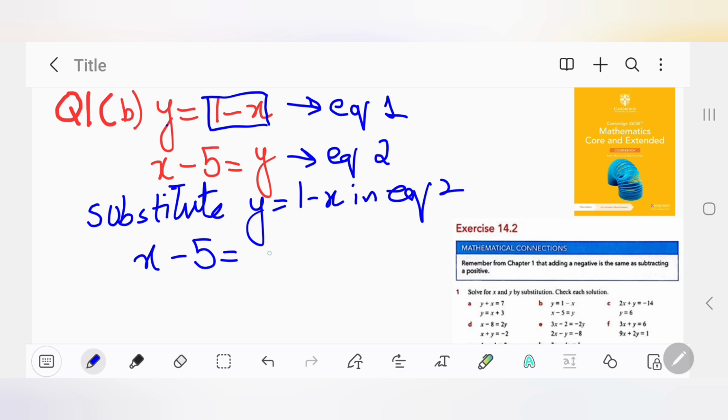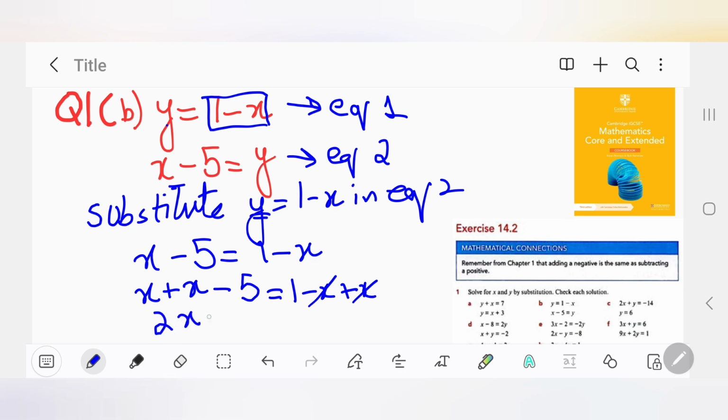x minus 5 equals, here there is y in equation 2, so I will not write y but I will write 1 minus x. So now my target is to put the x on the left side and to put the numbers on the other side. So first I shifted my x to this side, so it became x plus x minus 5 equals 1 minus x plus x. I did plus x on both sides. Now I will do the cancellation, and after this I will do the same thing with the negative 5.